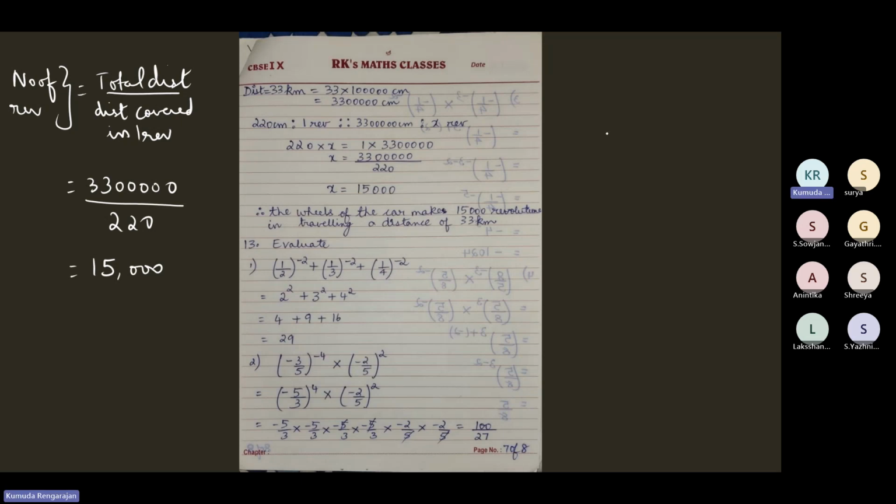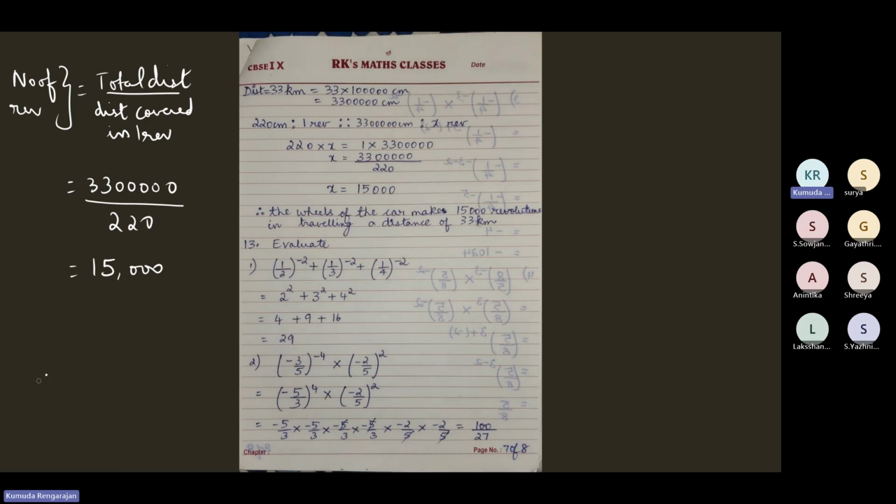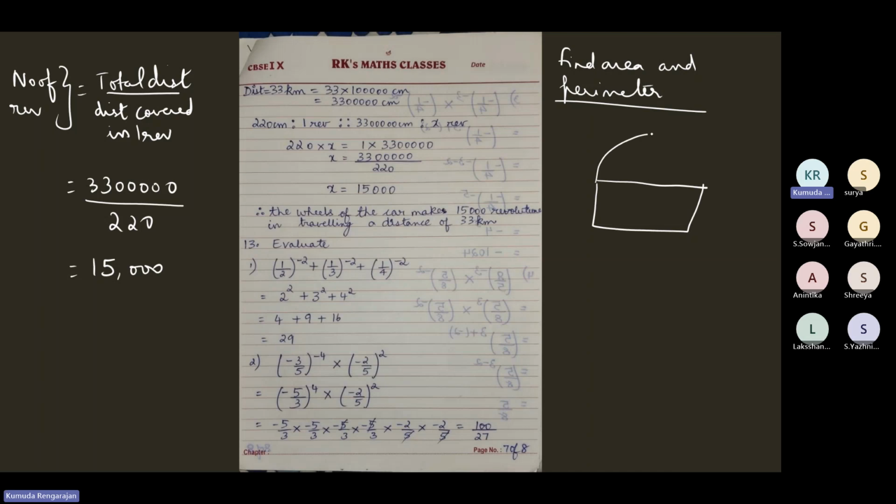Okay, so find the area of this figure. Find area and perimeter, children, of this figure. This is a rectangle, children, and this is a semicircle on it. Okay, this one is a rectangle. And on that you see a semicircle. 14 centimeters, and this one is 10 centimeters. Find the area and perimeter of the figure.